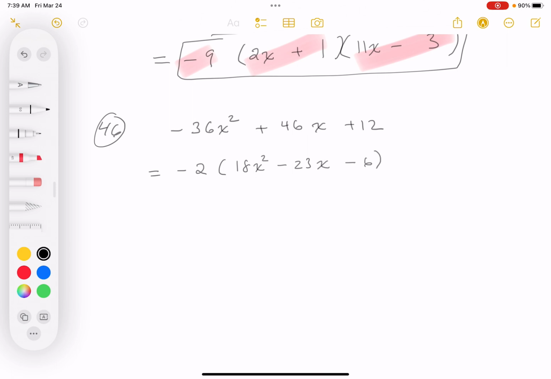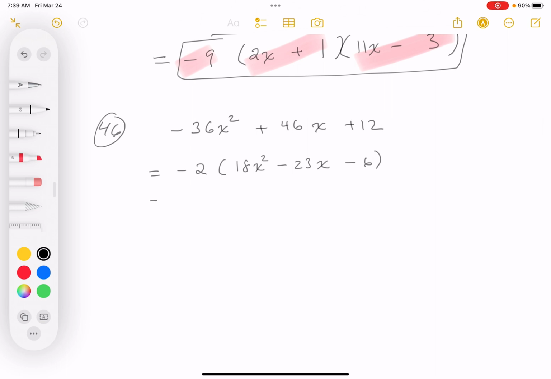Now, granted, that may not have helped me. Before I go on, though, I want to check to make sure I did the correct GCF factorization. I do get -36x squared, I do get plus 46, and I do get the plus 12. Now, someone says I want to use the AC rule. I'm not opposed to it, but I'm starting to think maybe I could do this without having to do too much writing.